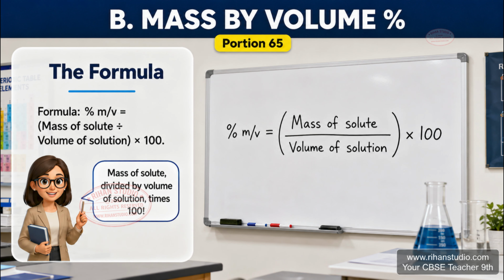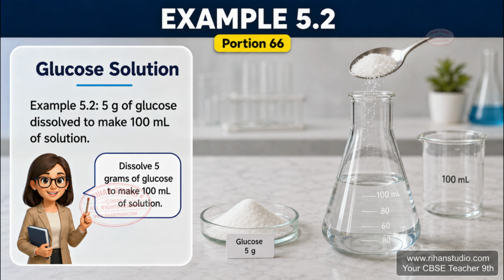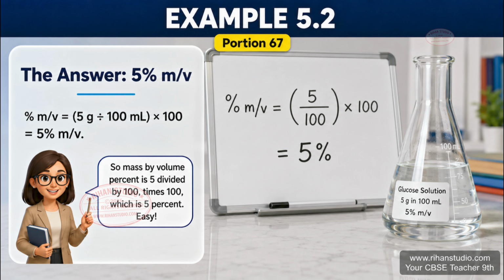Mass by volume percentage. The formula is mass by volume percent equals mass of solute divided by volume of solution times 100. Example 5.2. 5 grams of glucose is dissolved to make 100 milliliters of solution. Mass by volume percent equals 5 divided by 100 times 100, which is 5%. So, mass by volume percent is 5%.